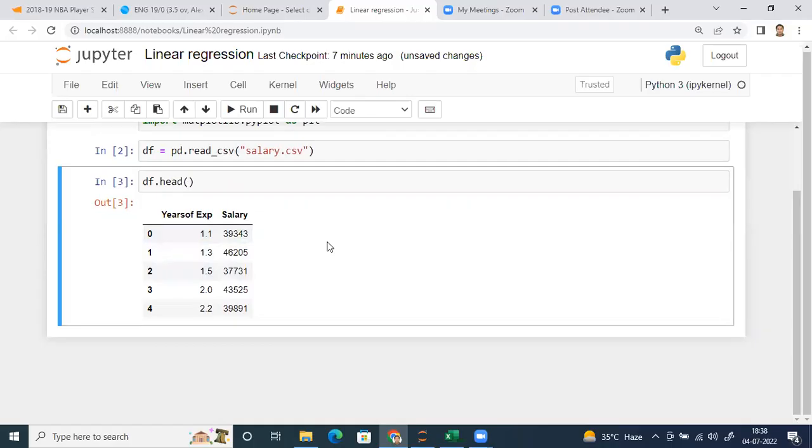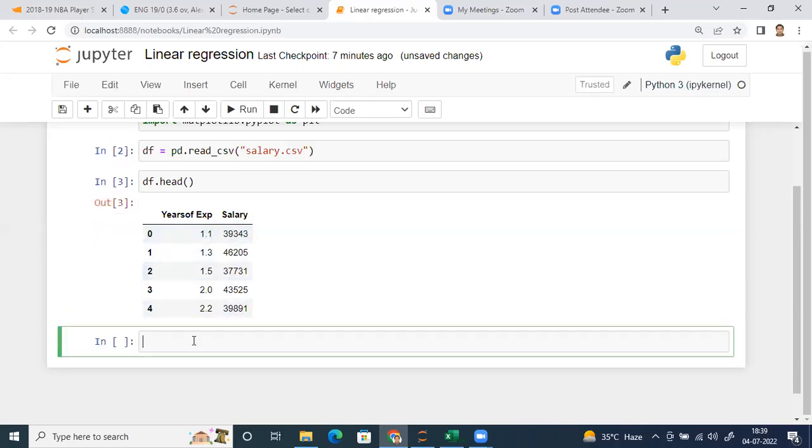Intentionally I took such a data set so you can see it graphically, because if you have multiple columns, it will be very difficult for visualization purposes. At least you can understand the core concept, then you can implement it anywhere. Core concept always remains the same. So we have years of experience and salary. Our task is to predict the salary if somebody gives me the corresponding years of experience. So this is my input variable, this is my output variable.